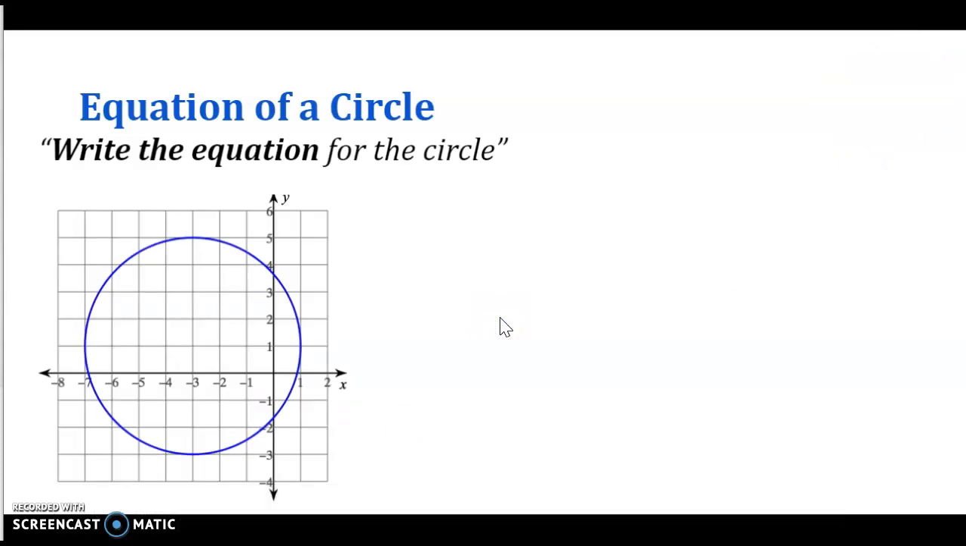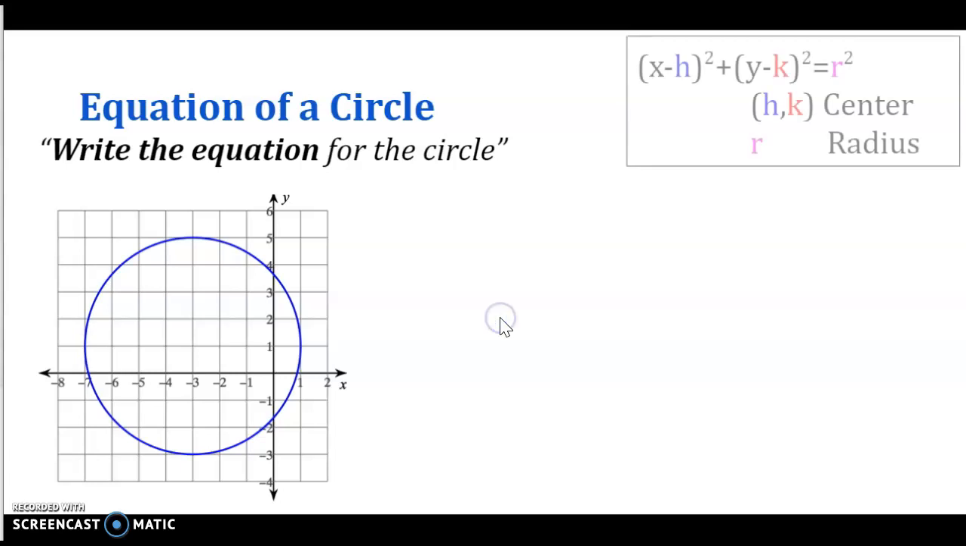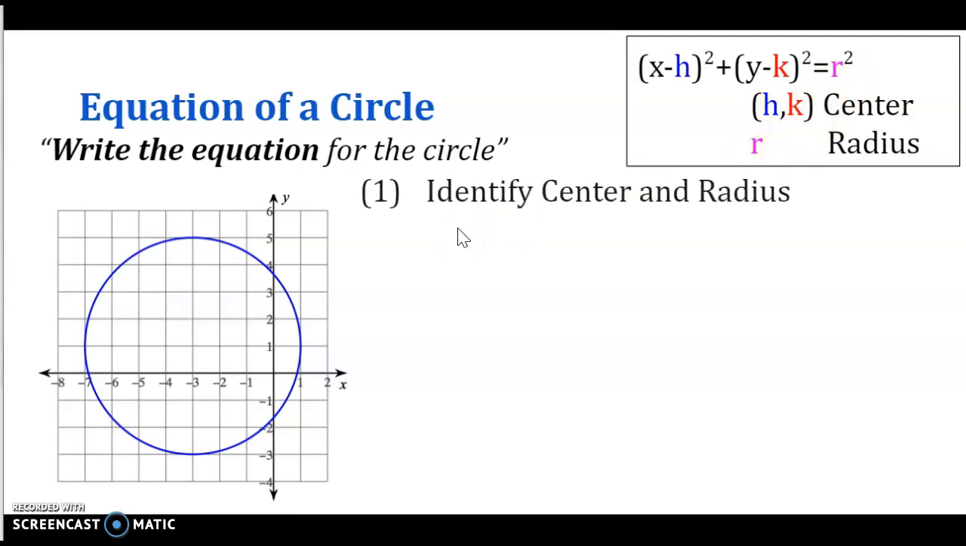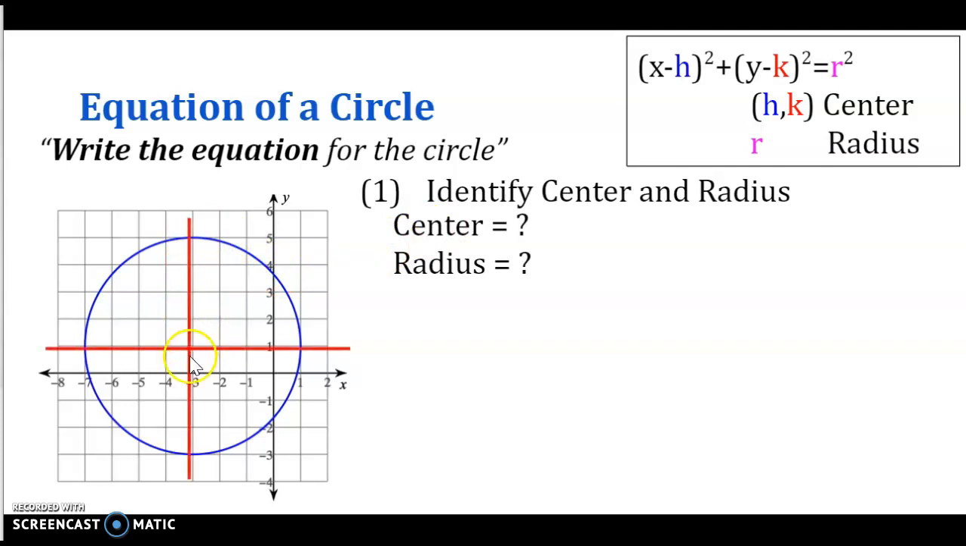So if you were trying to write the equation of this circle, and we are told that (x minus h) squared plus (y minus k) squared equals r squared is the standard form of a circle, where h and k are the coordinates of the center and r is the radius, we can identify the center and radius. Okay, so how do we do that? We draw a line of symmetry horizontally and vertically, and where it crosses will be the center.